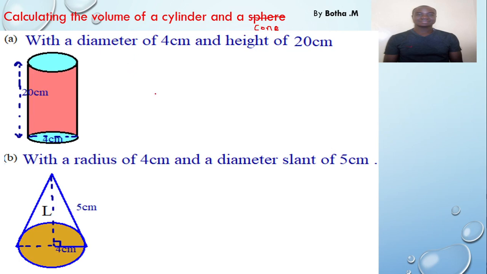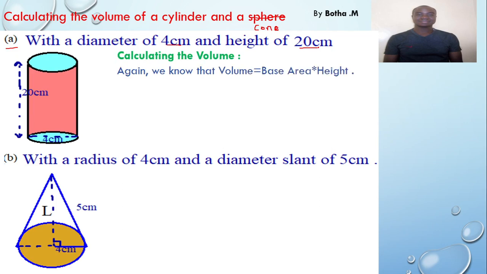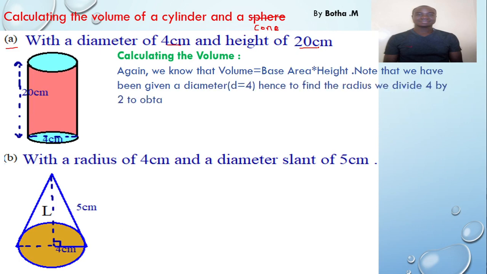Now to do that, remember the cylinder that we have as question A here has a diameter of 4 centimeters and a height of 20 centimeters. We know that the volume is given by base area multiplied by the height. Note that we have been given a diameter, d equals 4. Hence, to find the radius, we divide 4 by 2 to obtain 2 as our radius.